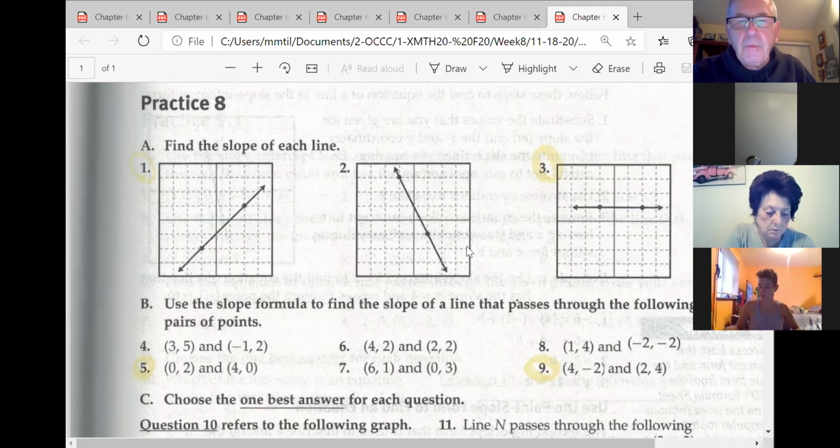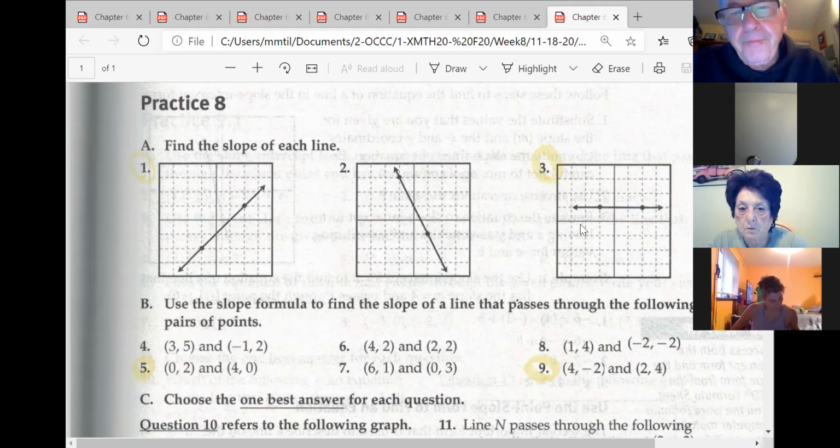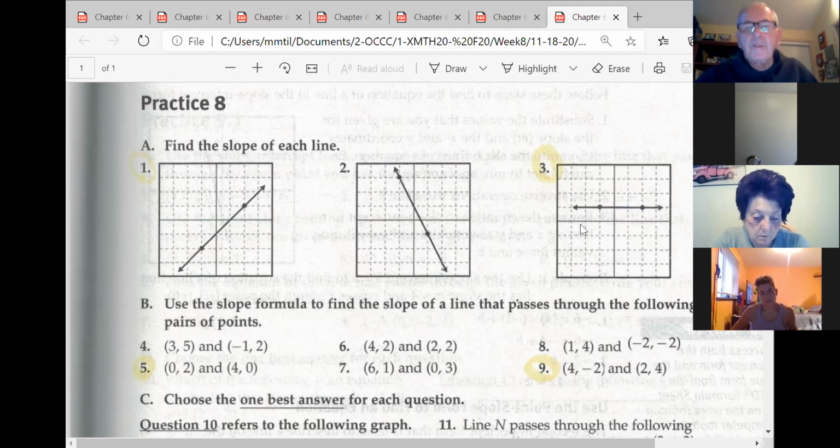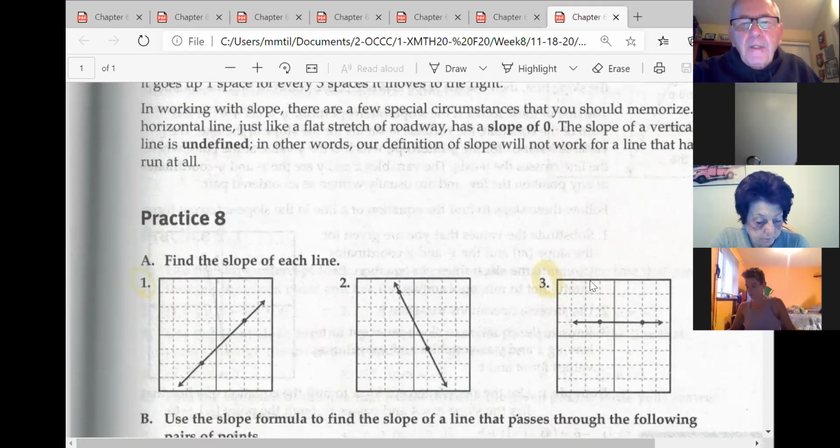How about number 3? What's the slope of that one? It is 0. Exactly. And what if it was a vertical line? What did we say the slope of that was? Undefined. Thank you, very good. It's undefined because it's an infinite number, because you've got a number divided by 0. Anything divided by 0 is going to blow up. In other words, it'll get larger and larger and larger. So it's undefined.